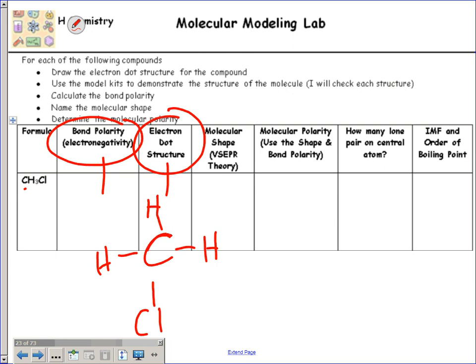At that point, I know what bonds are present. I have a carbon to hydrogen bond, yes? I look on my electronegativity sheet and I can look at carbon and hydrogen. And I can do that over here. I have a carbon-hydrogen bond. Same thing for carbon and chlorine. Try for me. Try and I'll answer questions on this tomorrow, okay? Or during teal if you're coming to my teal.